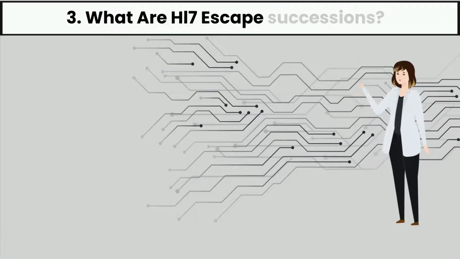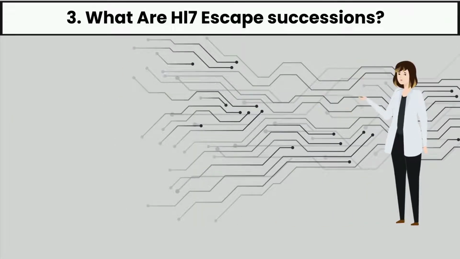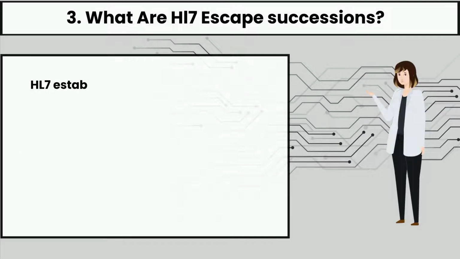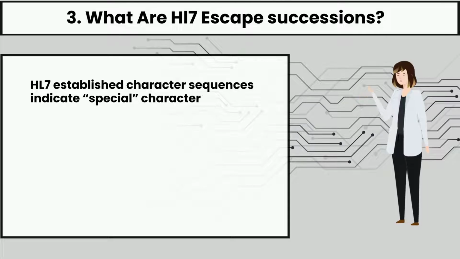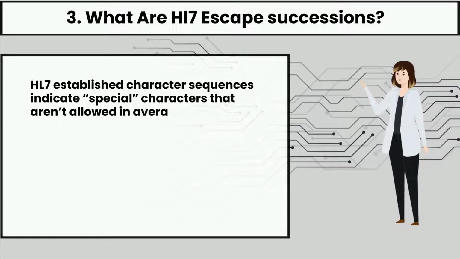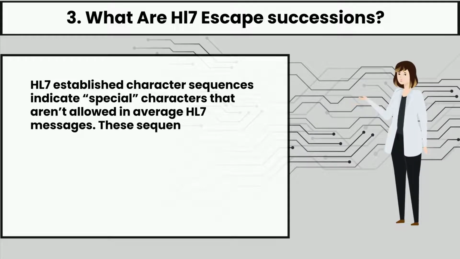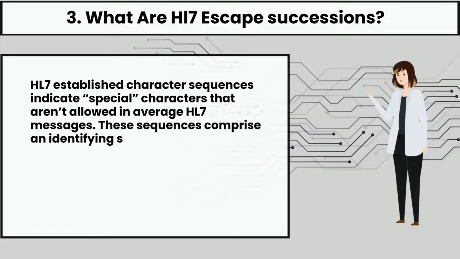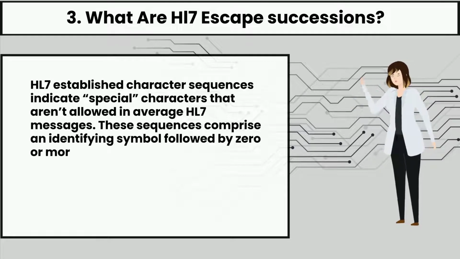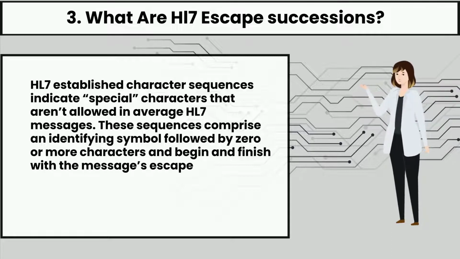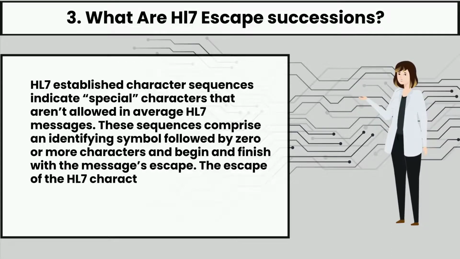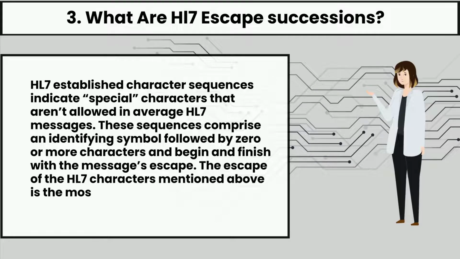3. What are HL7 escape sequences? HL7 established character sequences indicate special characters that aren't allowed in average HL7 messages. These sequences comprise an identifying symbol followed by zero or more characters and begin and finish with the message's escape character. The escape of the HL7 characters mentioned above is the most typical usage of these escape sequences.